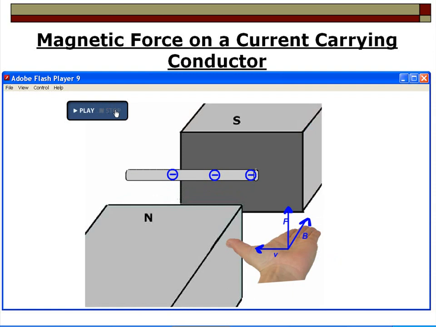you can see that the electrons are moving from right to left. That's what my thumb is pointing in. The magnetic field is always going from north to south. That doesn't change. But when the current moves from right to left, then you can see that the force causes that wire to move up.